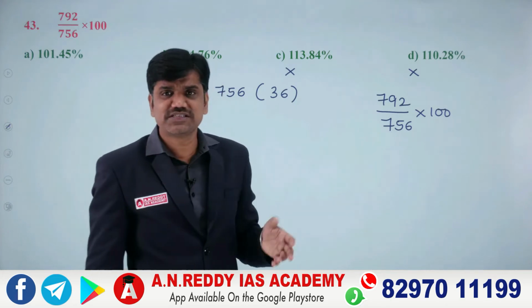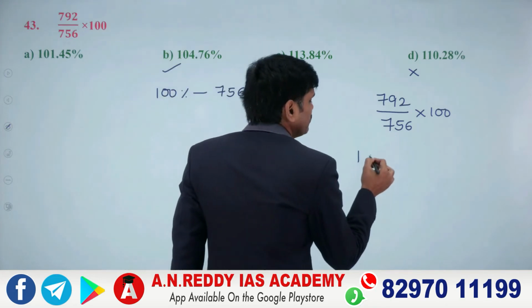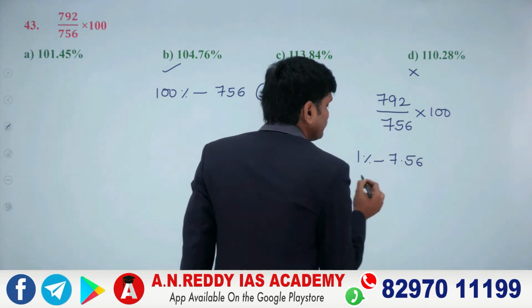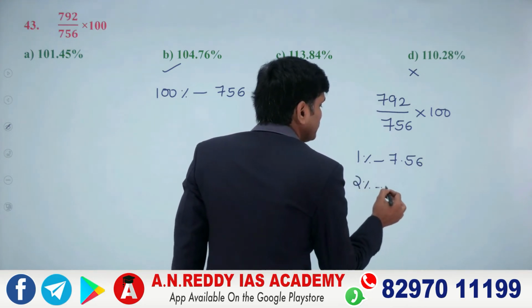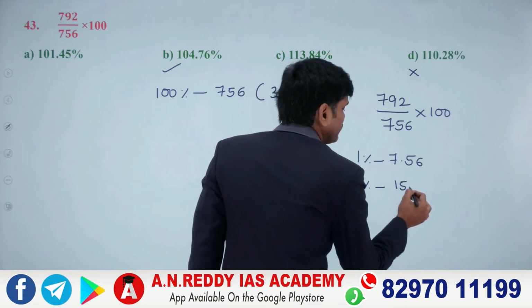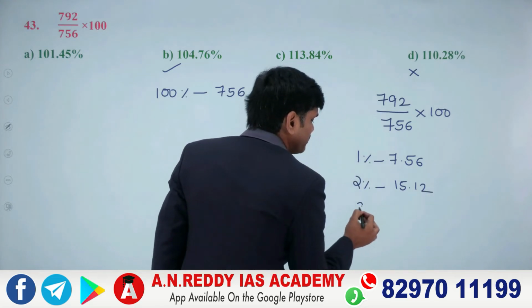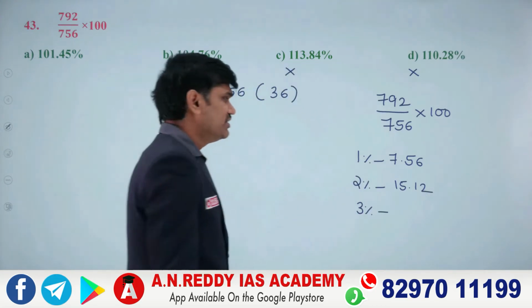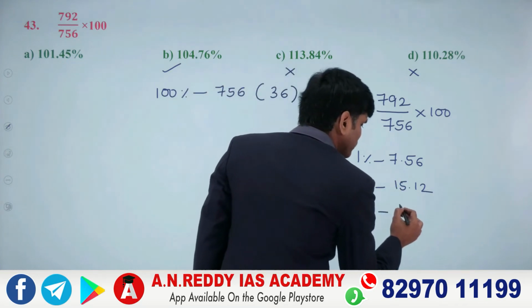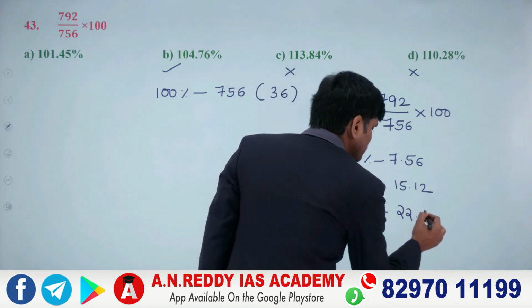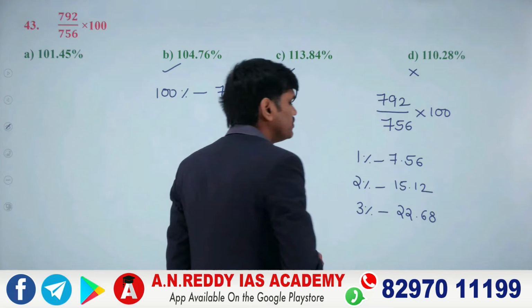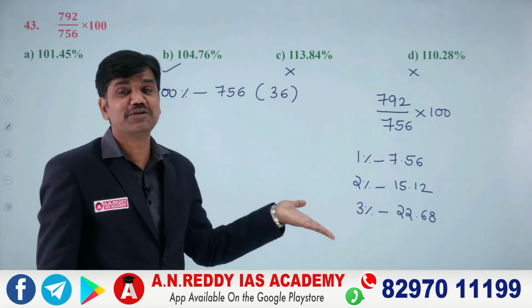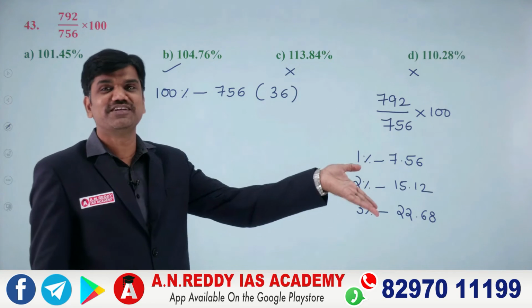I repeat, after this I can definitely go for 2% because 36 I have to go. 1% is 7.56, I can go for 1%. 2% will be double of that, which gives me 15.12. 3% will be triple of that, which gives you 22.68. So I am very much sure that I can go for 1%, 2%, and even 3%. That means my answer should be more than 103% also.